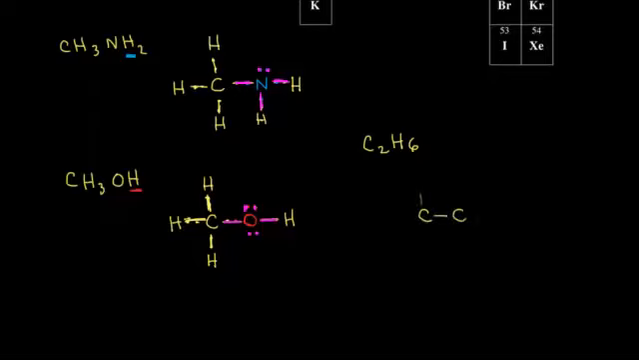And if I look at what's possible around those carbons, I could put those 6 hydrogens around those 2 carbon atoms like that. And if I do that, I'll have an octet around each carbon atom. So this would be my dot structure for ethane.